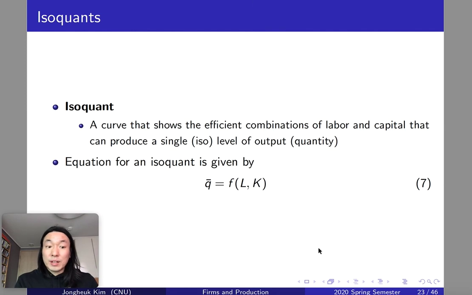Sometimes you increase L and decrease K, or sometimes you increase K and decrease L, in order to produce the same amount of Q bar, right? So there are numerous possible combinations of L and K to produce Q bar. That's the isoquant definition.